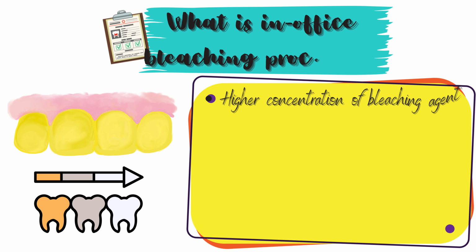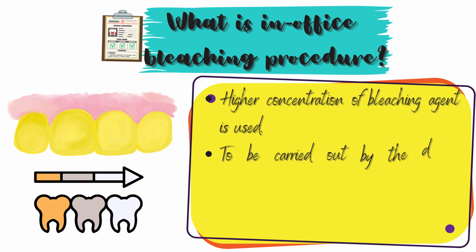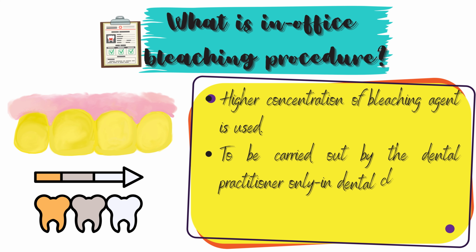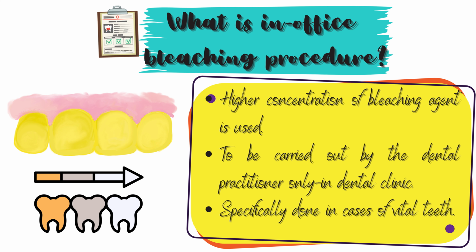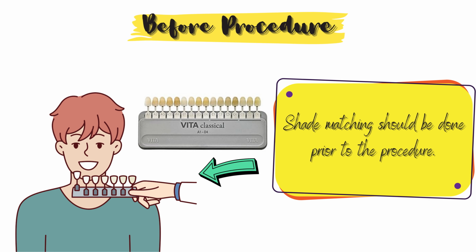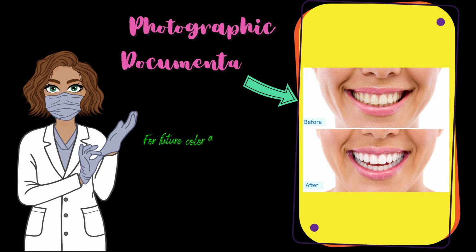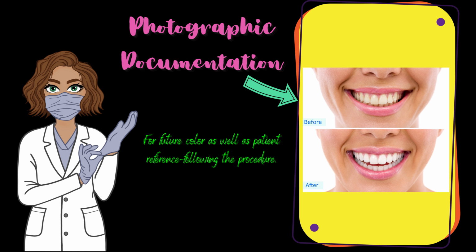Now prior to the procedure, a thorough inspection and patient evaluation has to be done, and we have to rule out any kind of medical or past dental history. We have to do the shade matching prior to the procedure and check for improvements in the following sittings. A standard shade guide is to be used for color reference, and photographic documentation is to be done before starting any kind of whitening procedure.